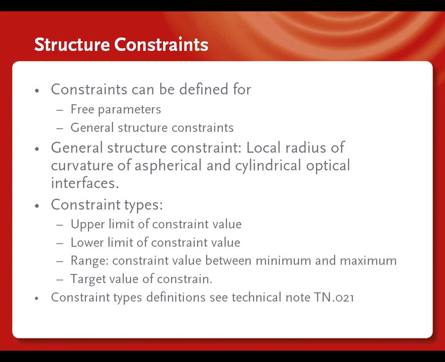So you can again define for this local radius of curvature an upper or lower limit or a target value. So you can, for example, set the limit that an aspherical surface should have a local radius of curvature that is, for example, larger than 100 microns. And actually this limit depends on the radius of the tool that you use for the manufacturing of such a surface profile.